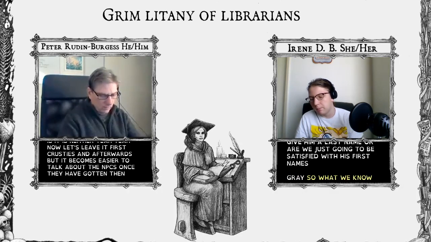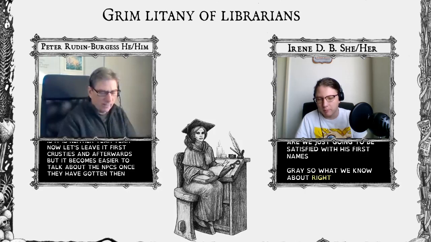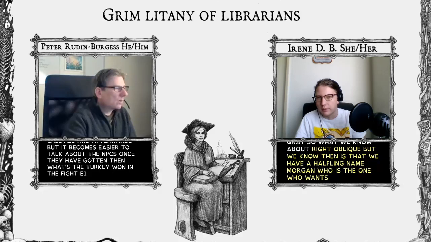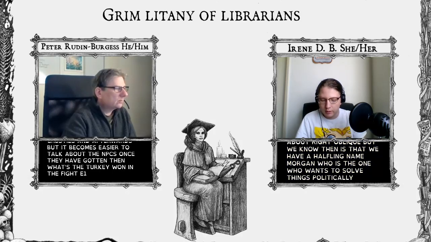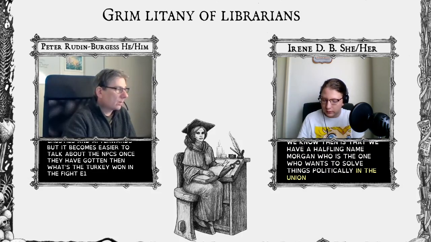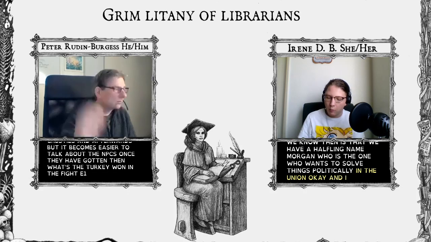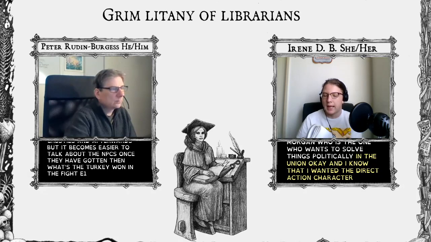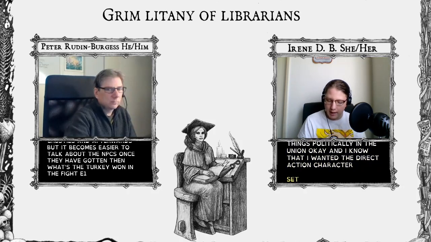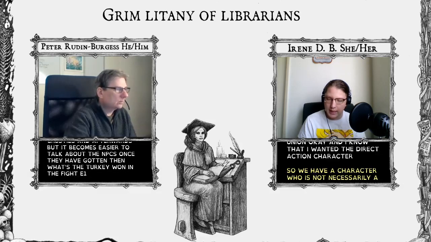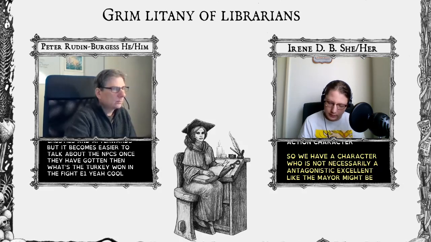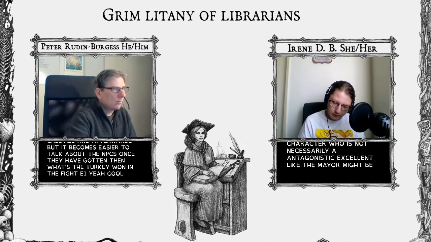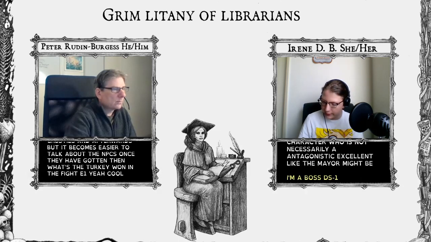So what we know, instead of just the talky one and the fighty one, is that we have a halfling named Morgan, who is the one who wants to solve things politically. Yes, in the Union. And I know that I wanted the direct action character specifically to be an Atzlin as well. That way we have a character who's not necessarily an antagonistic Atzlin, like the mayor might be. We'll come up with the Atzlin's name later because we decided to hold off on that.